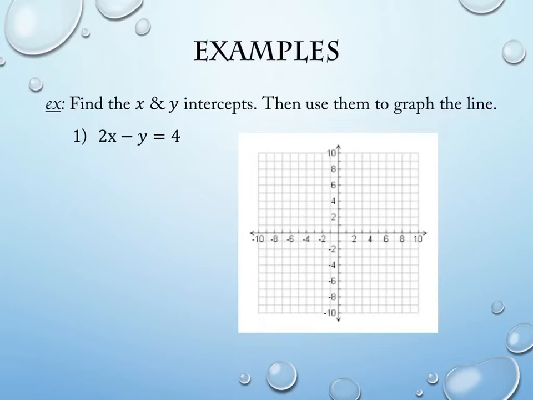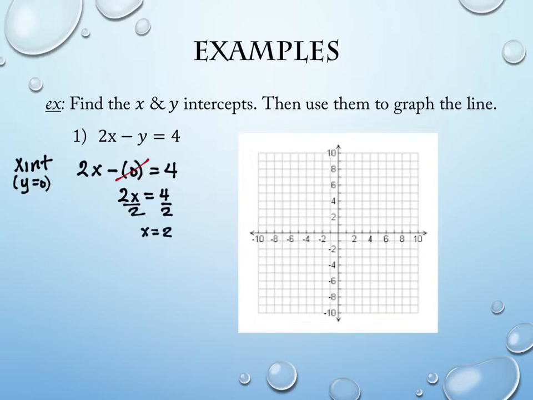So if you'll remember, to find the x intercepts, what do we have to do? Right, we have to let y equal 0. So in our equation, we have 2x minus 0 equals 4. And as we're looking at this, of course, that 0 goes away. So now I just have 2x equals 4. And if I divide by 2, what is x? 2. And then the x-intercept is always written as an ordered pair. X is 2, and y is 0.